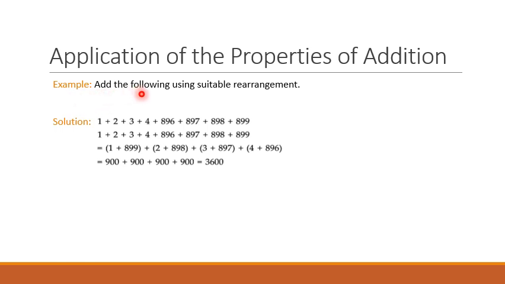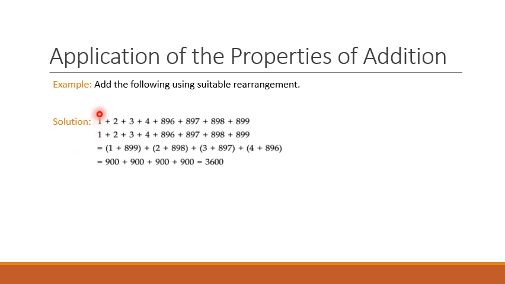Add the following using suitable rearrangement. Here the numbers are 1 plus 2 plus 3 plus 4 plus 896 plus 897 plus 898 plus 899. If I add it as it is, then it would take a lot of time to add them. So I would do suitable rearrangement.